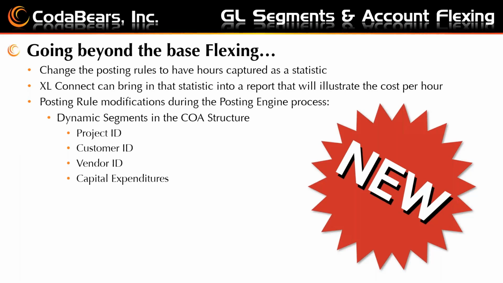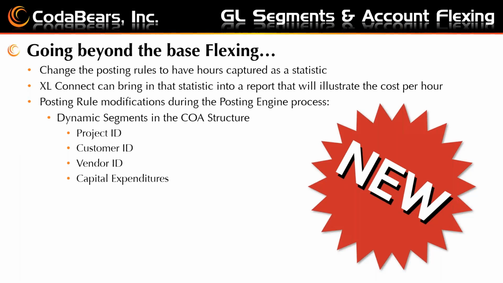This is where you can also get into alphanumeric segments in your chart of accounts. So if I have a vendor ID that's maybe not going to follow my number format for chart, department, division, but I want to have the vendor in there as well, or I want the customer. The other one that I've seen people add in is capital expenditures.